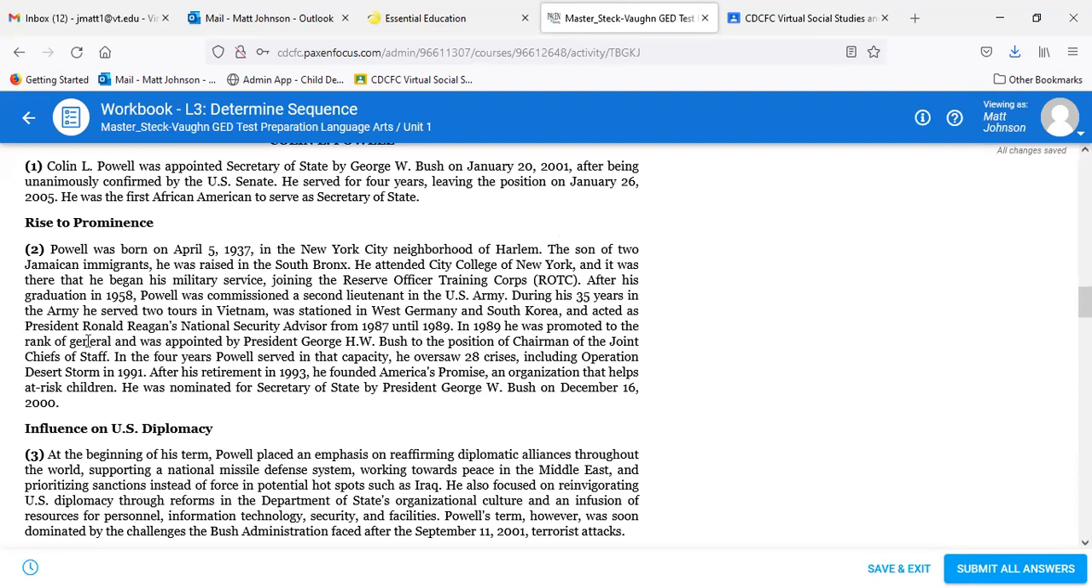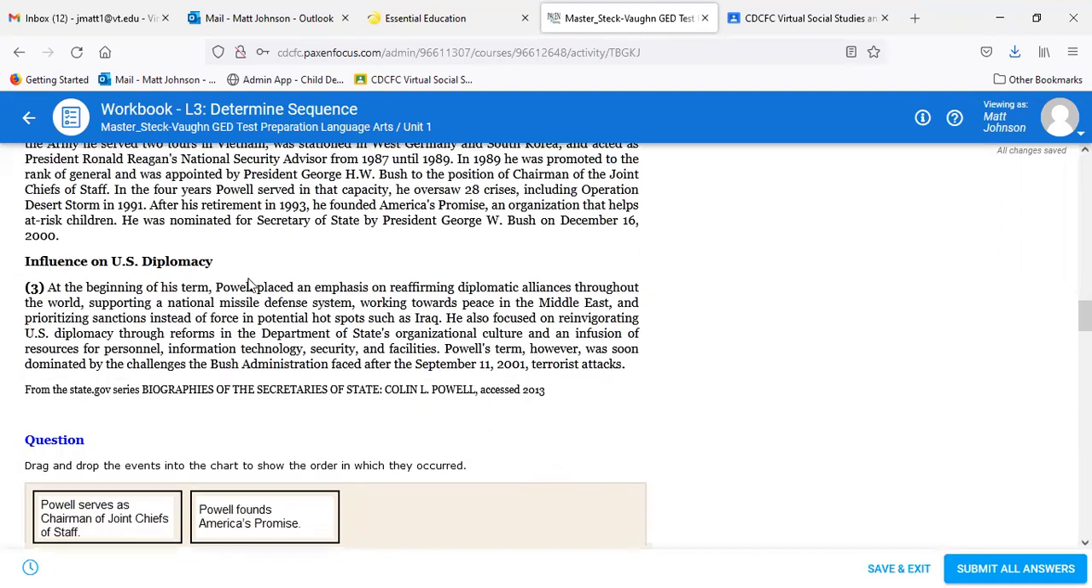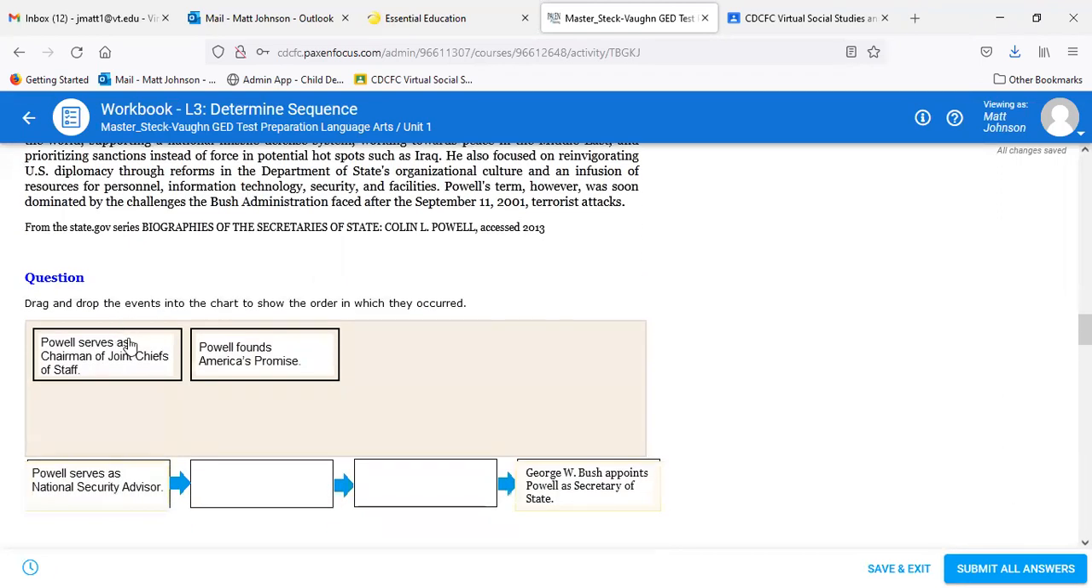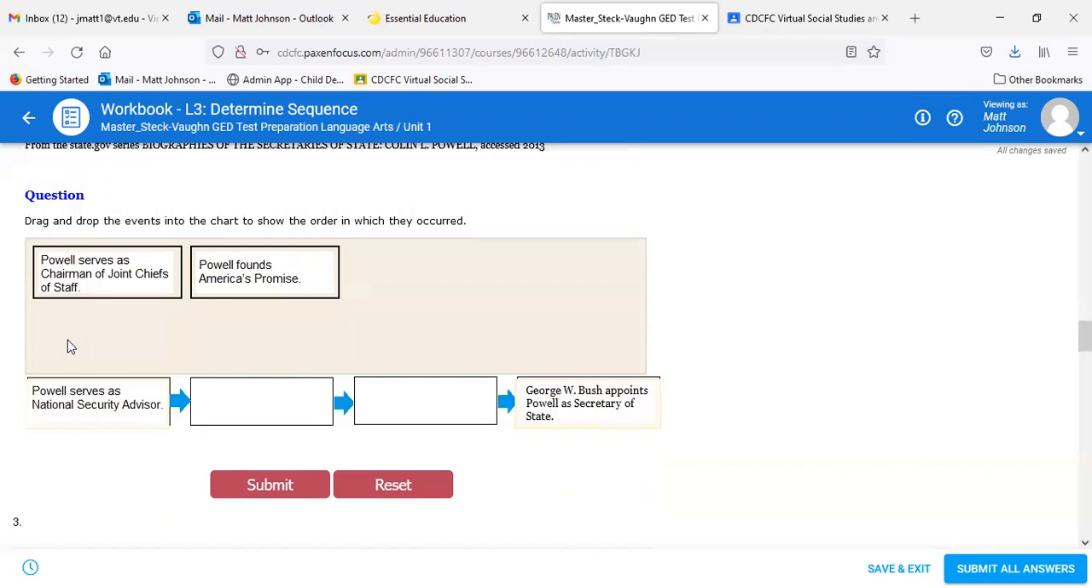But of course, when we start seeing his other positions with Reagan from 87 to 89, right? So that way we're clued in. We know to drop Powell serves as the NSA as, at least for this purpose, his first role. Okay, and then what was next? Powell founds America's Promise? Nope, he's appointed Joint Chiefs of Staff.